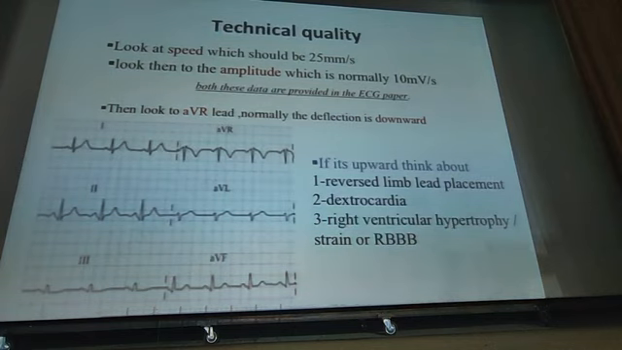Then look at the aVR. Do you remember that we said aVR? In the aVR, all waves are inverted: the P wave, Q, R, S, T, all are inverted. It should be inverted. So look at the aVR. If all waves are inverted, the electrodes are correctly placed.